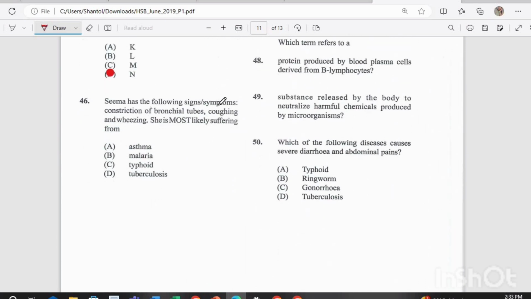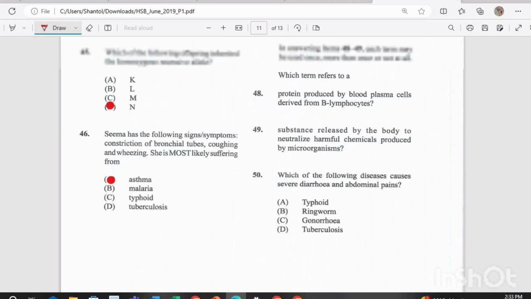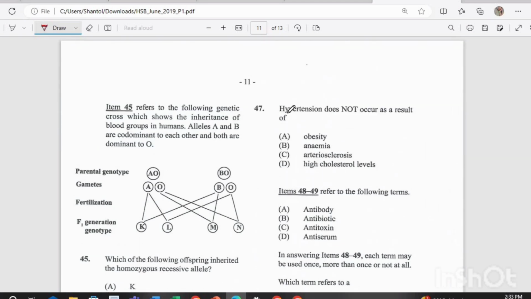Question 46. Sema has the following signs or symptoms: constriction of bronchial tubes, coughing and wheezing. She is most likely suffering from, the answer is asthma. The other options are malaria, typhoid, and tuberculosis, but the answer there is asthma. Question 47. Hypertension does not occur as a result of A. Obesity, B. Anemia, C. Arteriosclerosis, or D. High cholesterol levels. The answer there is B. Anemia.